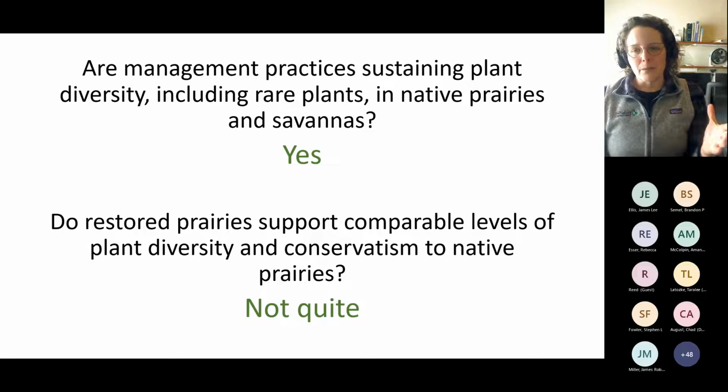And that restoration and reconstruction together with conservation can work together to achieve strong habitat goals. So both are good, and we need both players on that team, so to speak.